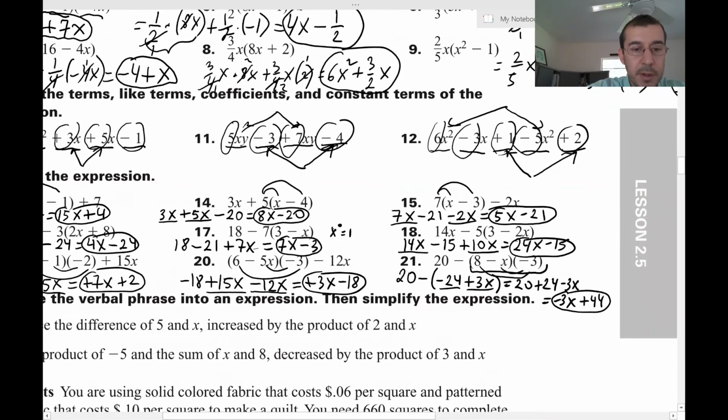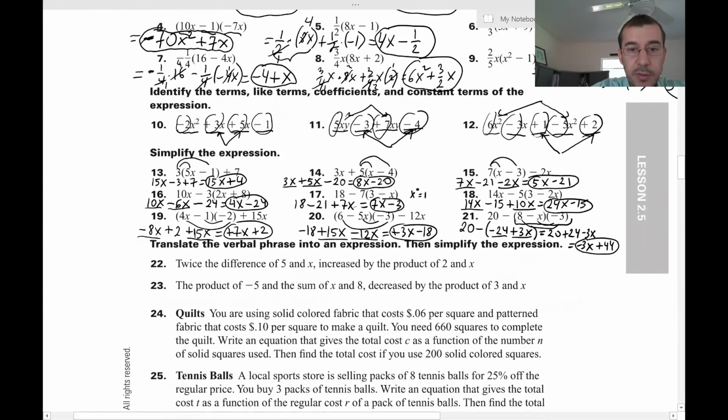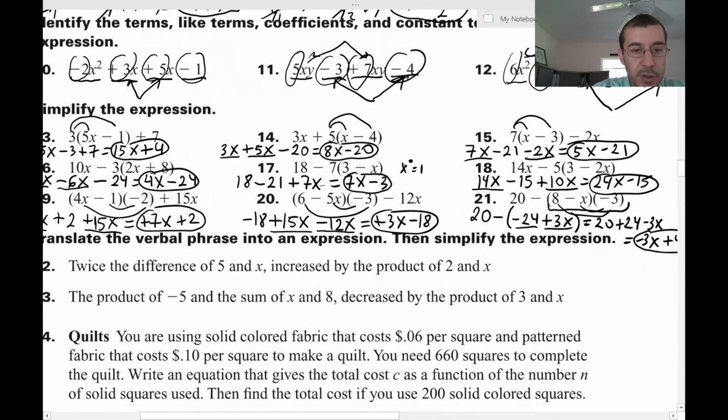Next is, we have to translate the verbal phrase into an expression and then simplify the expression. Okay, so we have twice the difference of 5 and x. So we have twice, 2 times the difference. So this is in parentheses, of 5 and x, so 5 minus x. Increased, so plus, increased by the product of 2 and x, so plus 2x. And then simplify the expression.